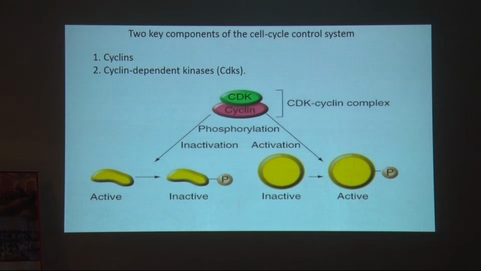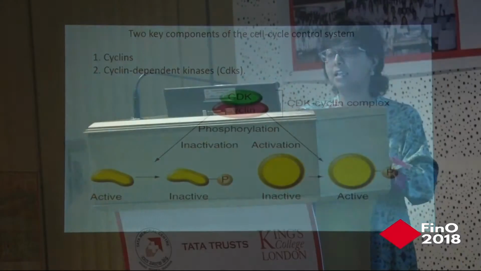Depending upon the types of CDKs and cyclins, and what type of downstream protein they are binding to, it will lead to either inactivation or activation of the protein. The name cyclin comes from the fact that these proteins oscillate, as you can see here, between different phases of the cell cycle.